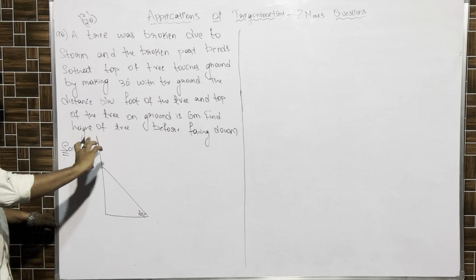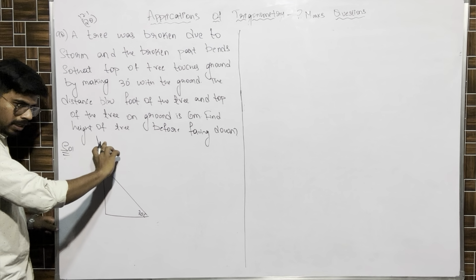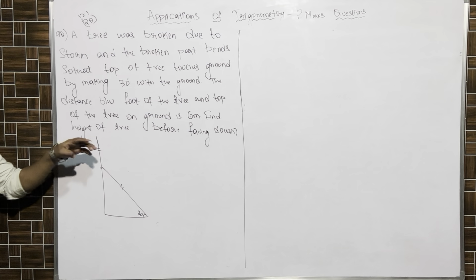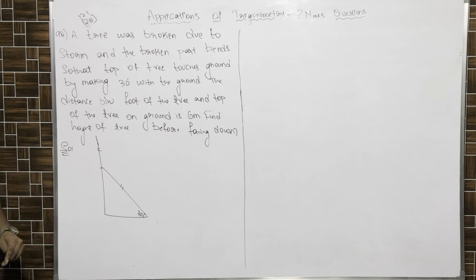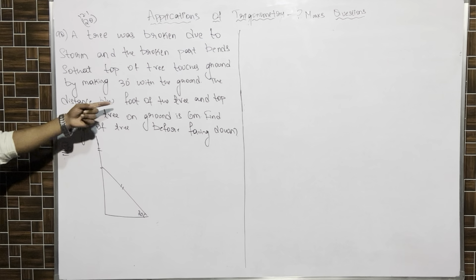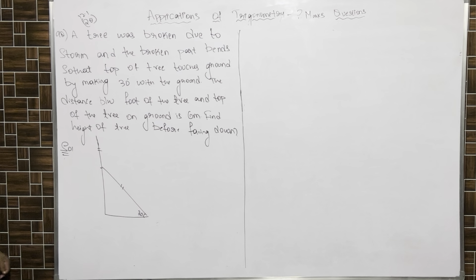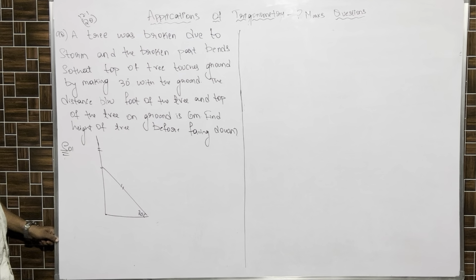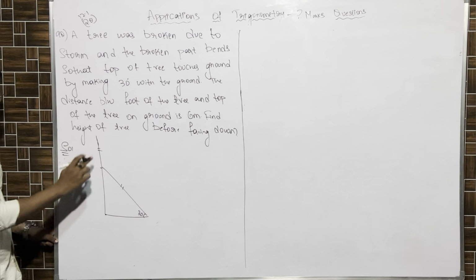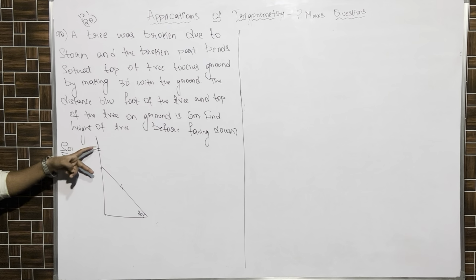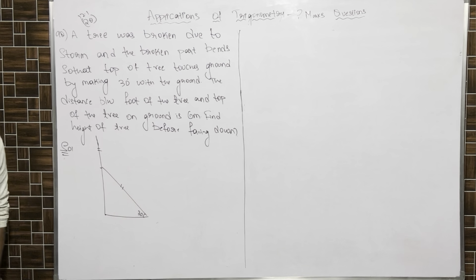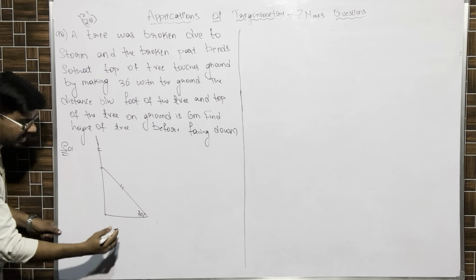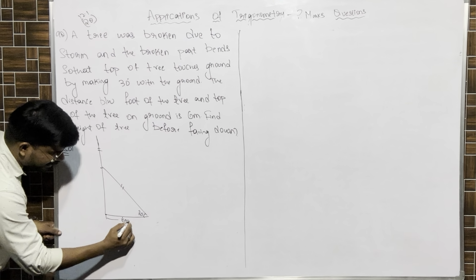Now understand this part here. The top part which was there before the tree was broken, this distance and this distance are equal. The length of the tree before it broke and after touching the ground, these two will be equal. Now what else did you get? The distance between the foot of the tree and the top of the tree. Foot of the tree is this one. Top of the tree is this part. 30 degrees at top. The top was there, but it got broken and now it is touching the ground. So that's why the distance between the foot of the tree and the top of the tree on the ground is 6 meter. This distance is 6 meters.